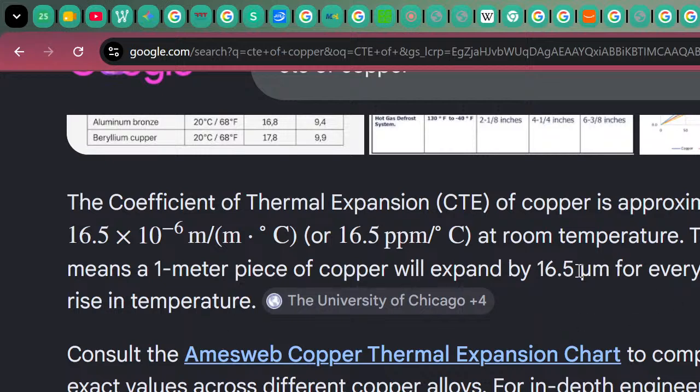That means this is extra length. So the original length would be L final minus 16.5 micrometer. That would be the original copper length. Similarly for nickel, we have 13 into 10 power minus 6, that means 13 ppm per degree centigrade. And for gold, it is 14.2. You can also check the values as well.